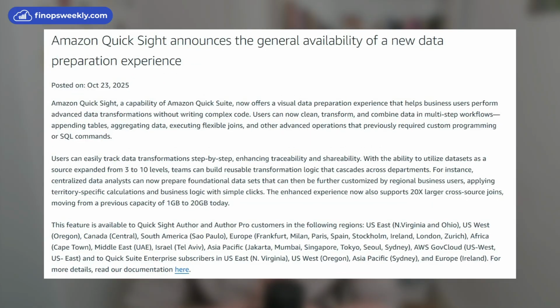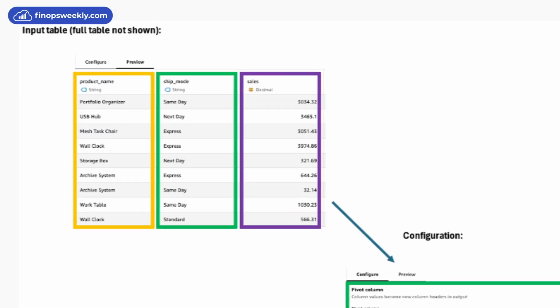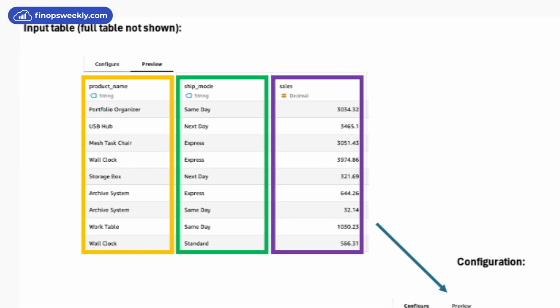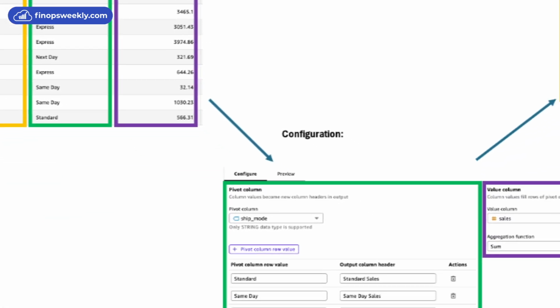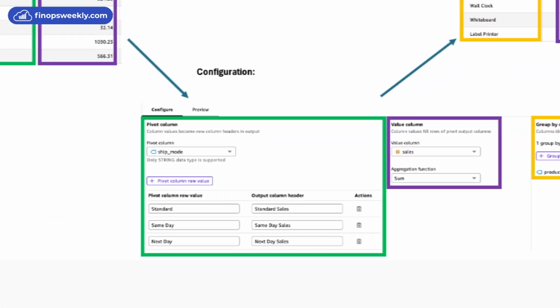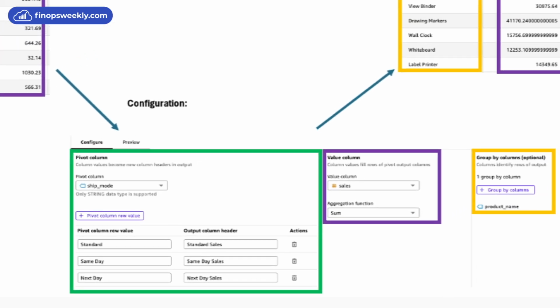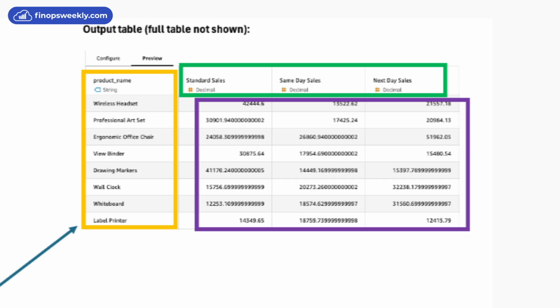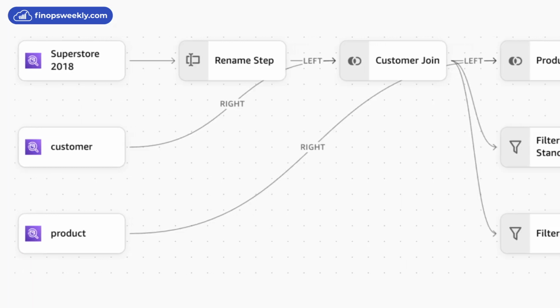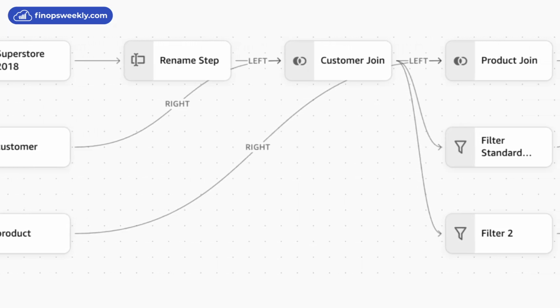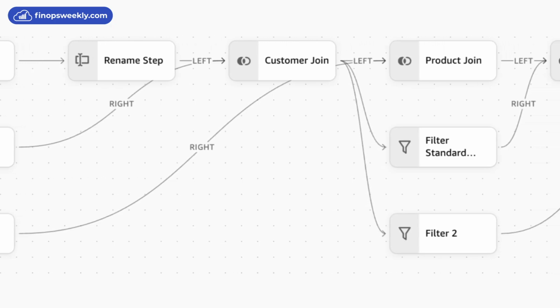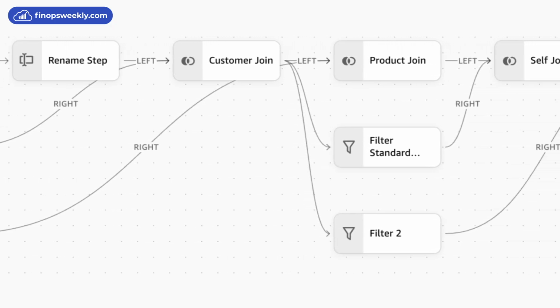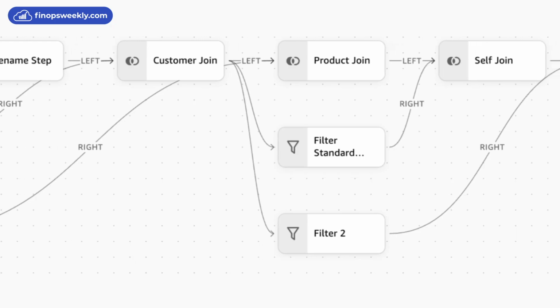Now, Amazon QuickSight launches a new visual data preparation experience that can create larger joins and reusable transforms. The visual editor supports multi-step transformations, append, aggregate, and joins with traceable steps, enables datasets to be used up to 10 levels deep, and supports cross-source joins up to 20 GB, a 20x increase from 1 GB before. This improves traceability and reuse of prepared datasets across teams, which can cut redundant ETL work and reduce duplicated compute and storage spent on repeated data prep.